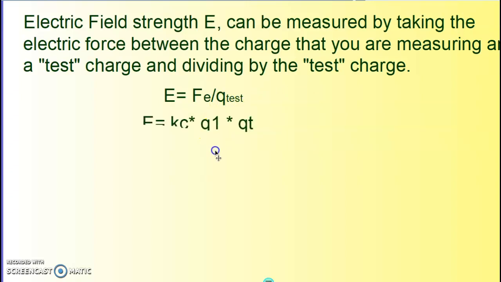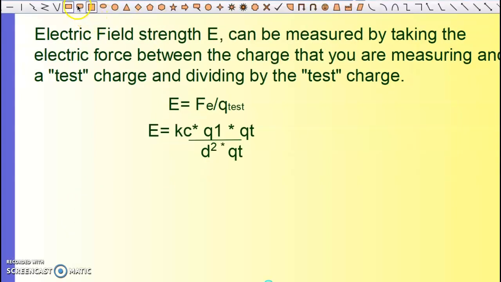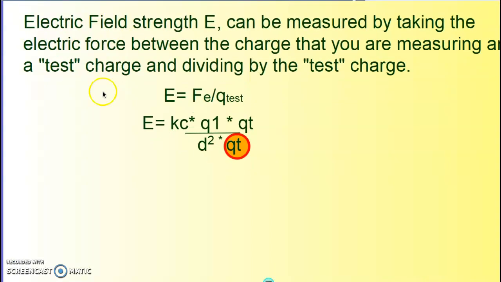Now, let's do a little substitution. Ignore this for a second. Coulomb's constant times charge 1, which would be like our red puck, times the test charge, divided by the distance between them squared. That's your electric force equation. But then we divide by the test charge.